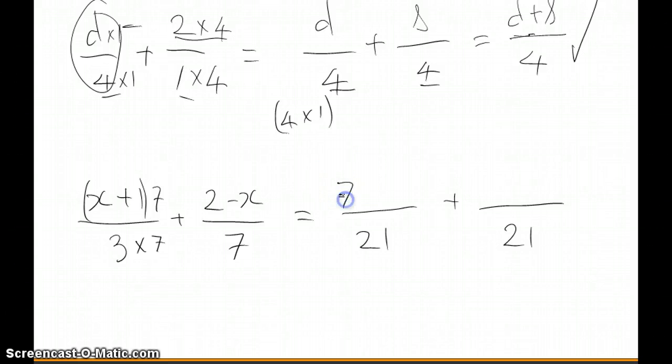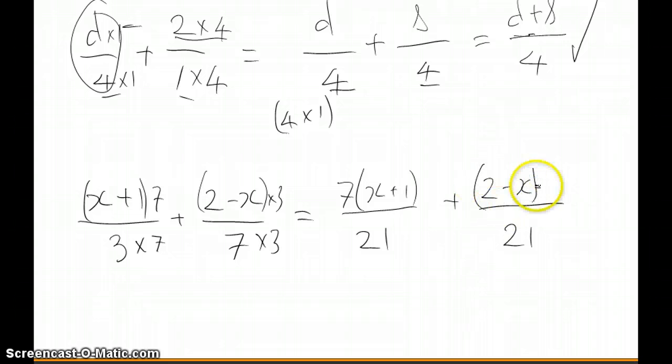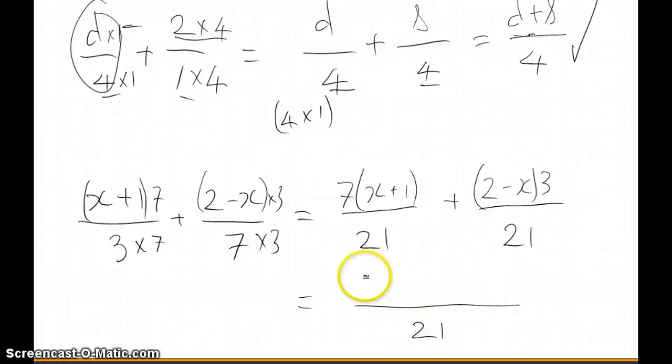So just leave it like that, 7x plus 1, close bracket. Over here, I multiplied this one by 3. I must therefore multiply the top line by 3 to make it an equivalent fraction. 2 minus x, keep the brackets, multiplied by 3. And essentially now, I just add the numerators.